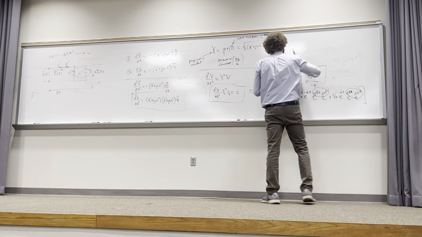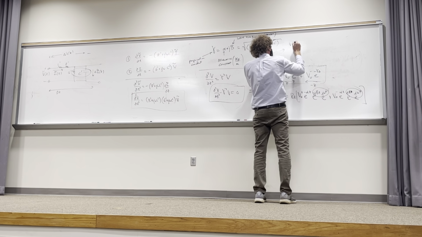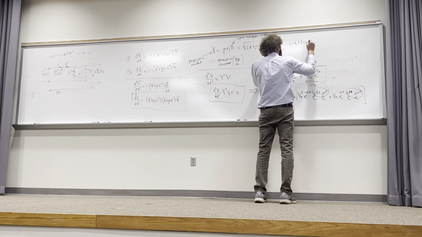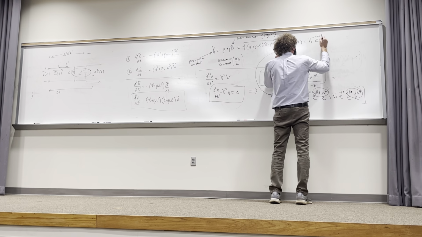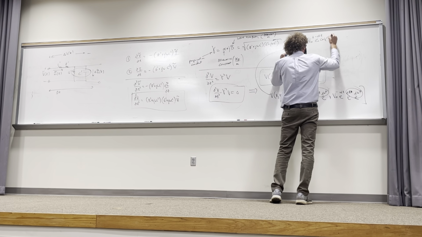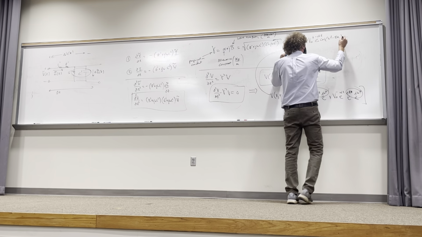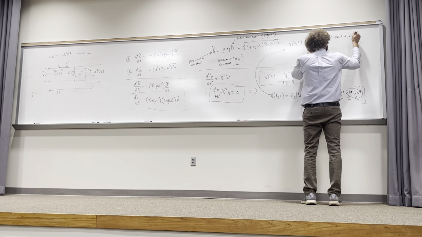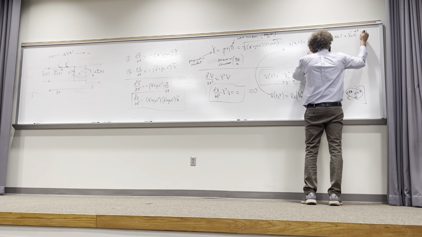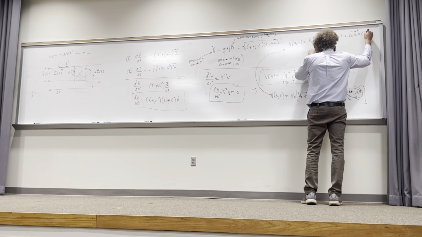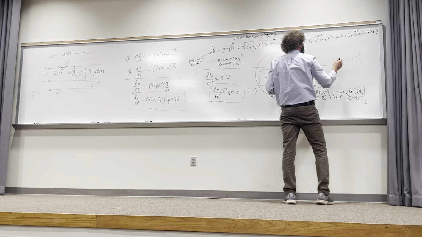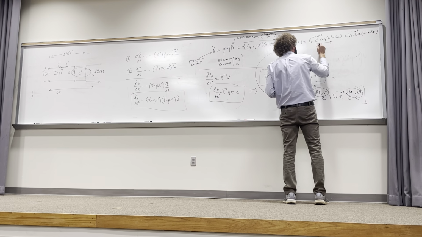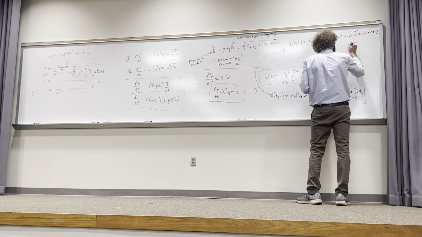When I do this, I find that V of z, comma t, is V0 plus e to the minus alpha z cosine of omega t minus beta z, plus V0 minus e to the plus alpha z times cosine of omega t plus beta z. And again, this is a wave traveling in the positive z direction. This is a wave traveling in the minus z direction.